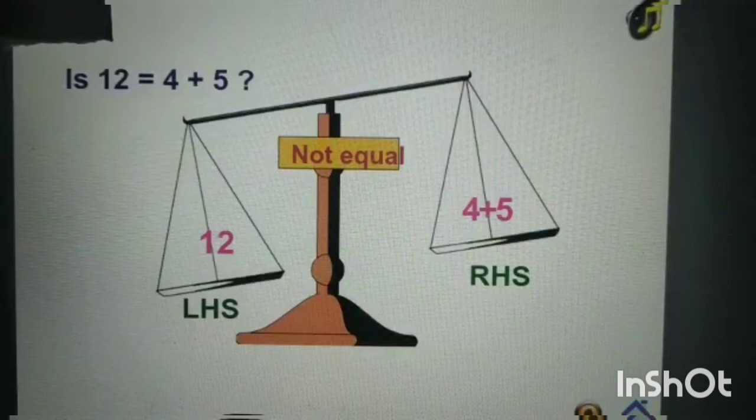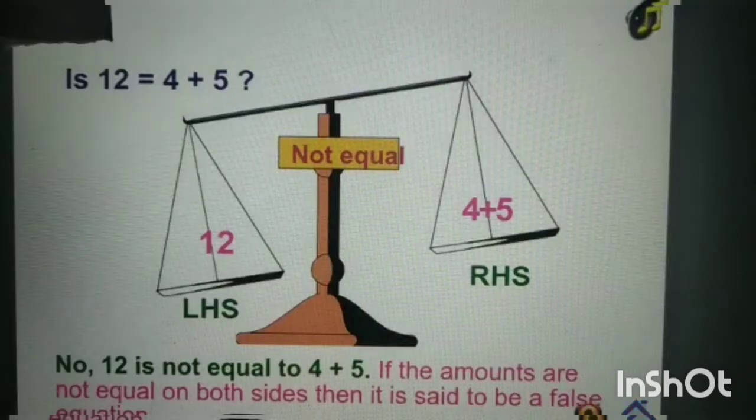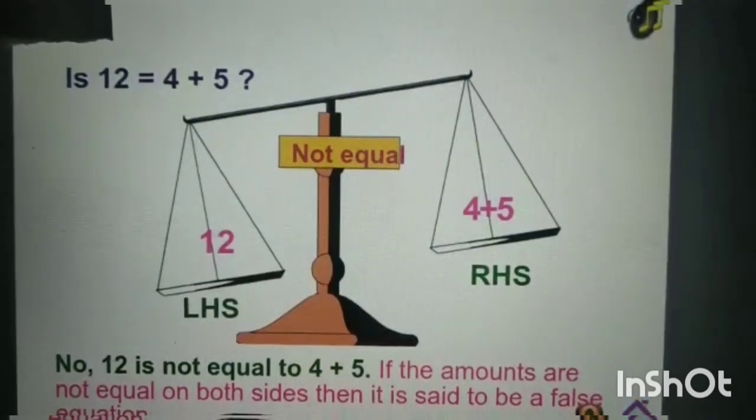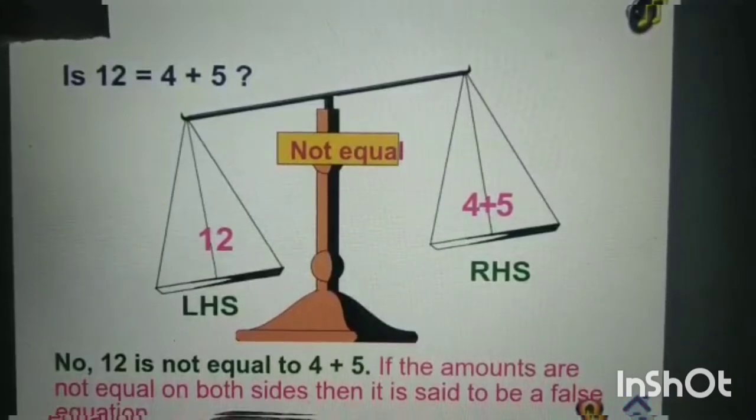Is 12 equal to 4 plus 5? No, 12 is not equal to 4 plus 5. If the amounts are not equal on both sides, then it is said to be a false equation.